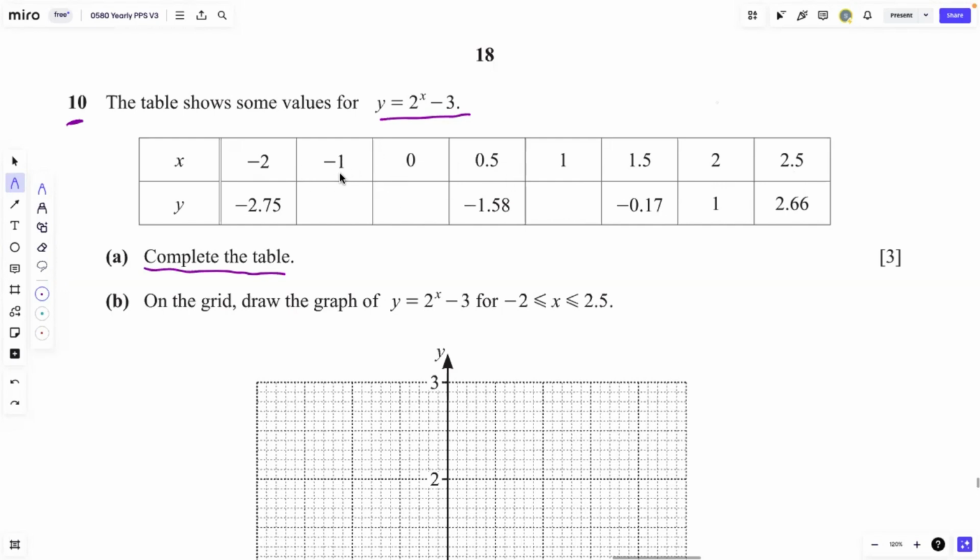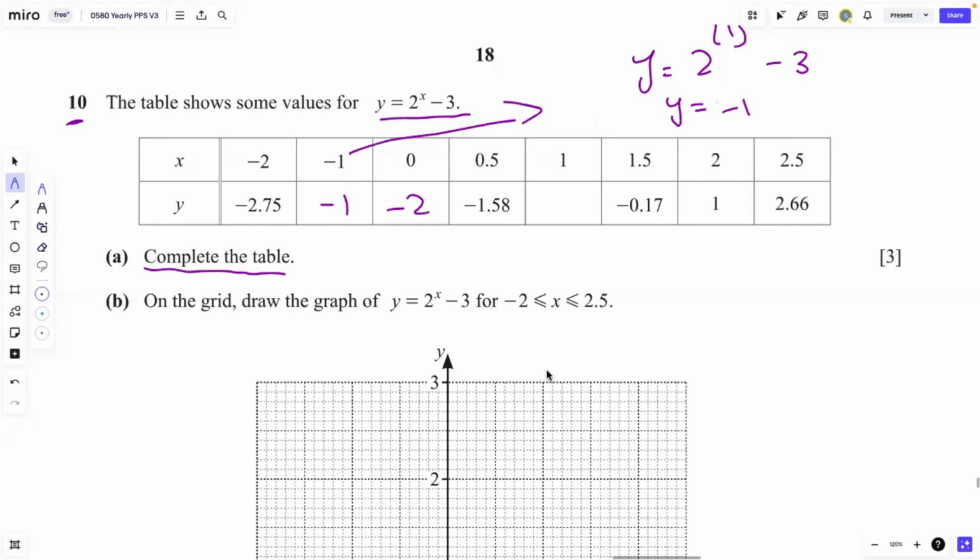Input the step as the difference between each x value. You can use 0.5 as the step, so it will give you x values at intervals of 0.5. The other way you can do it is manually, so I'll do the manual method here. I just do 2 to the power 1 minus 3. So that's just straight up -1. If I wrote 2 to the power 0, that's 1 minus 3. Let's do that. Getting -2 here.